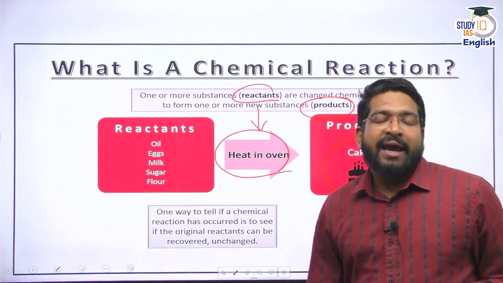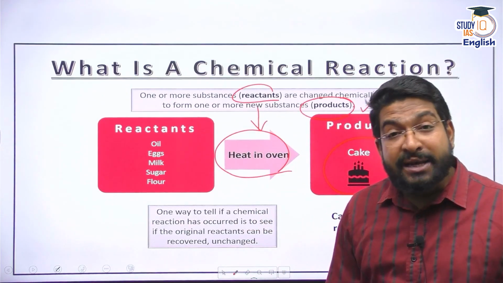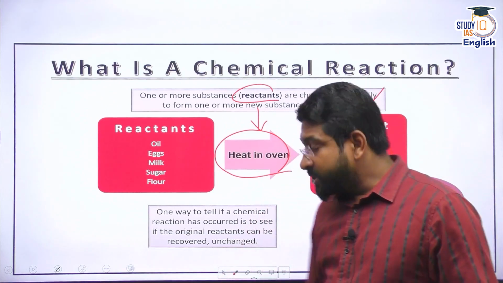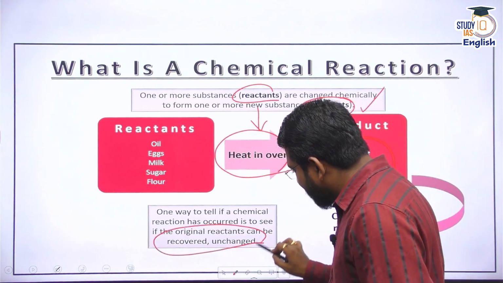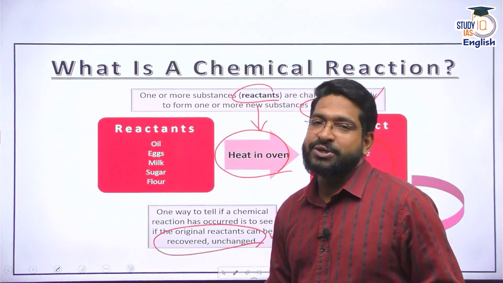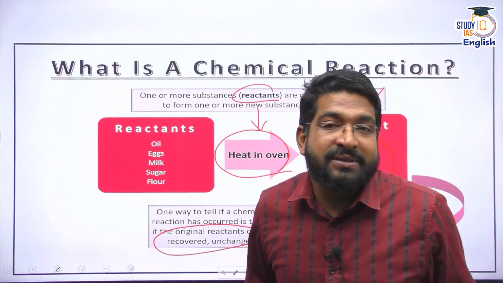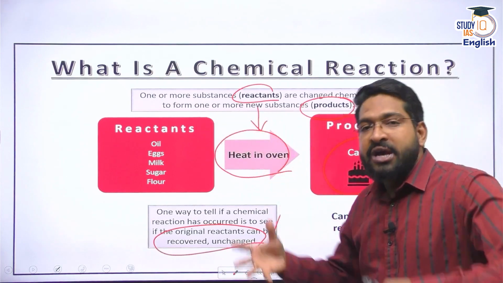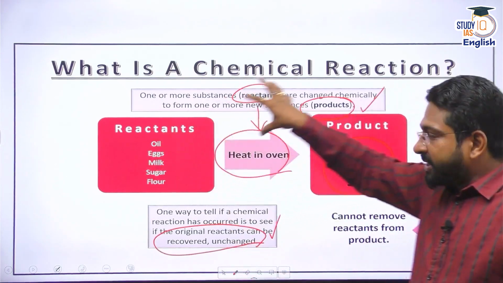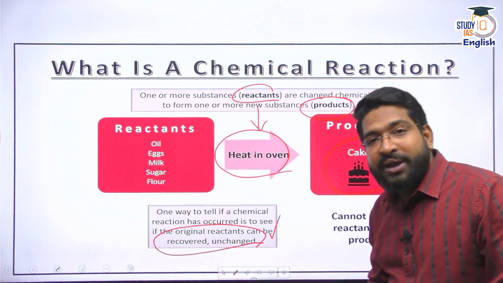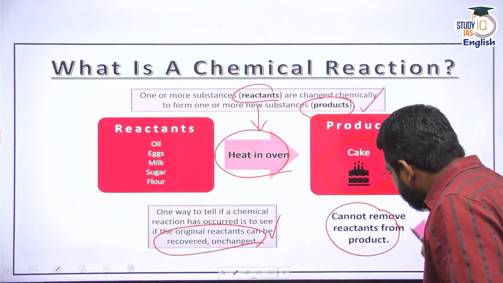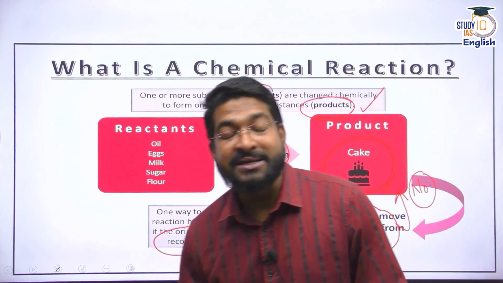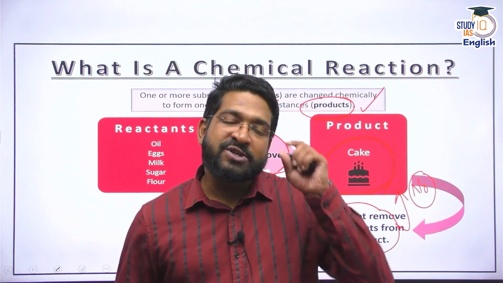So you see, in a reaction, the reactants are seldom recovered. So one of the ways of telling that there has been a chemical change or a chemical reaction is to look at what has happened to the original reactants. Can they be recovered or not? And many times they cannot be recovered. For example, here we are preparing a cake. The reactants are oil, egg, milk, sugar, flour. We have mixed them and these reactants have ultimately led to a product of cake. Now, can I recover the reactants back from this cake? The answer would be no. So one of the ways is to understand what has happened to those reactants. They have undergone chemical change, which is irreversible.